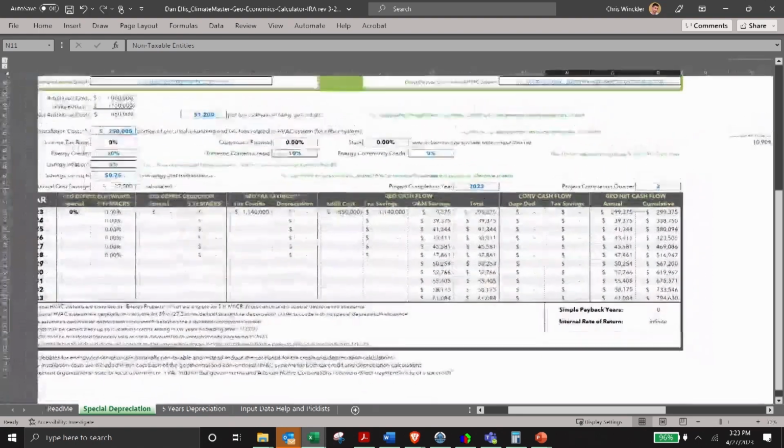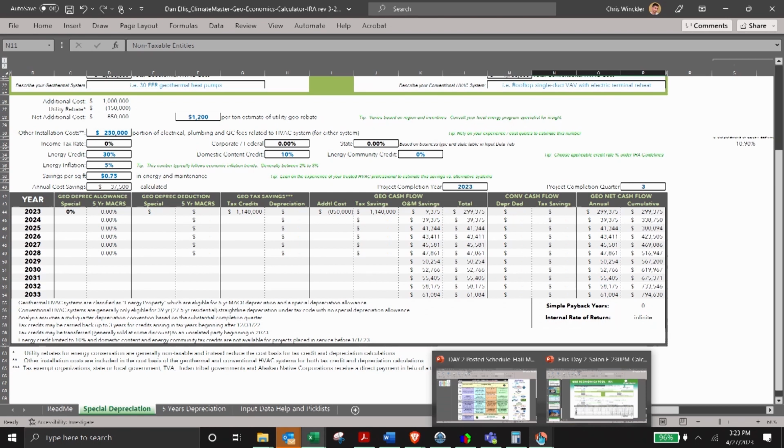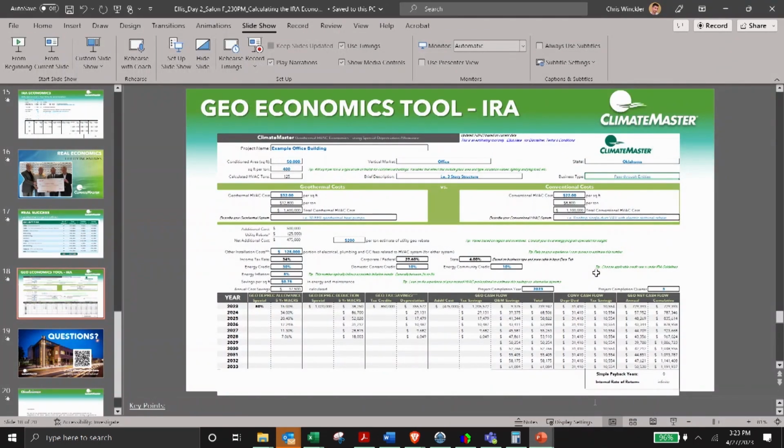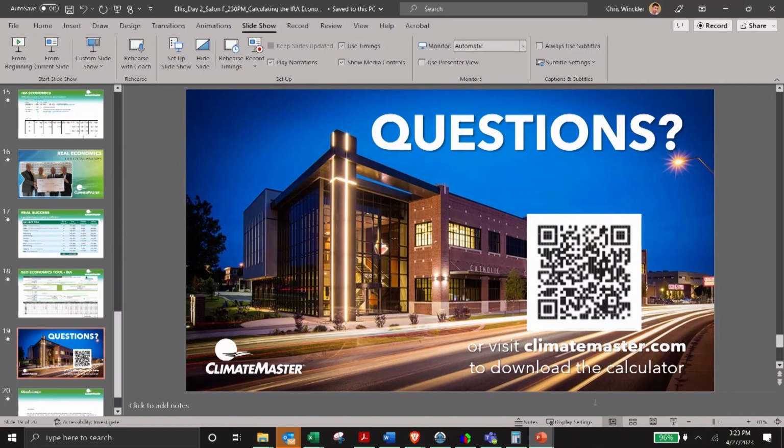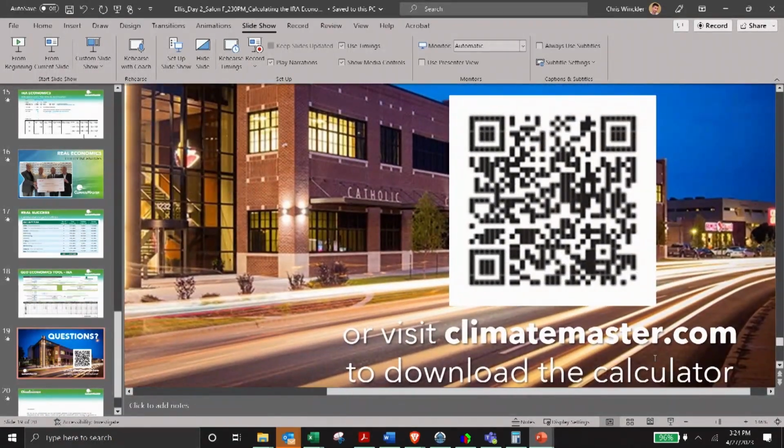This tool is now, you can download this on the ClimateMaster website. I think I can show you that. Here, I have a QR code to it, if anybody wants that. You can take a picture of that, and it'll take you to the form where you can download this tool. It's actually pretty easy to use.